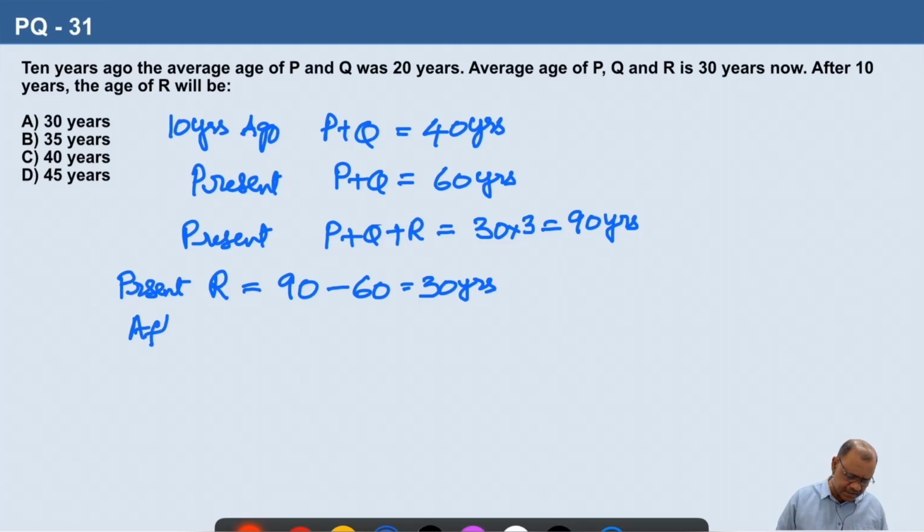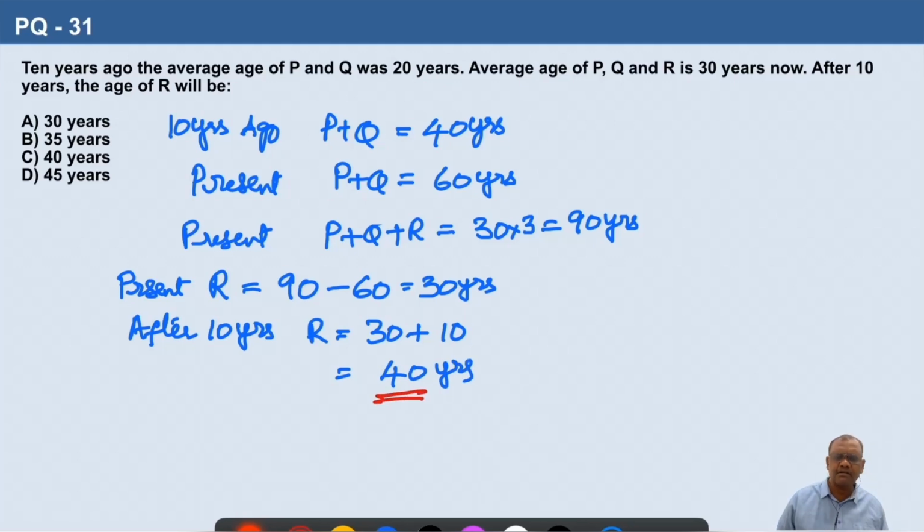After 10 years, R is equal to 30 plus 10, 40 years. After 10 years, age of R will be 40 years. So P plus Q plus R, 30 into 3, 90. From that, if you subtract the present age of P and Q together, 60, you will get the present age of R, 30. After 10 years, 30 plus 10, 40 years. Correct answer is option C.